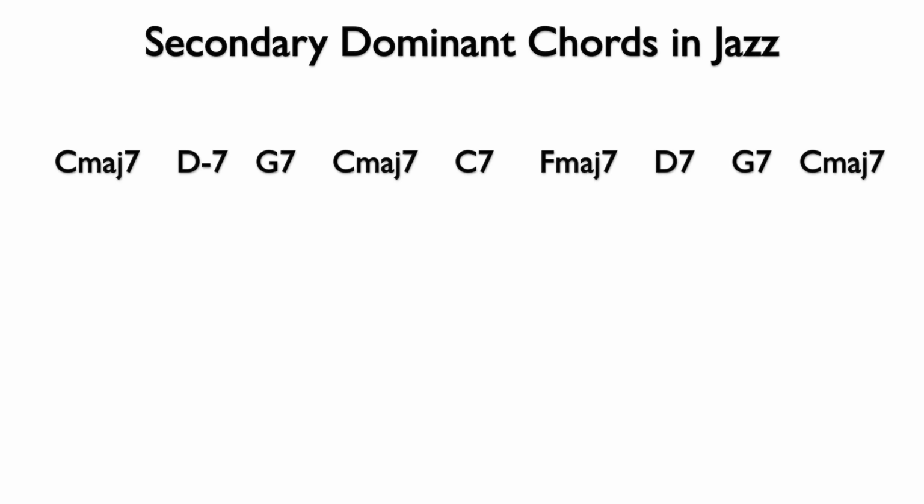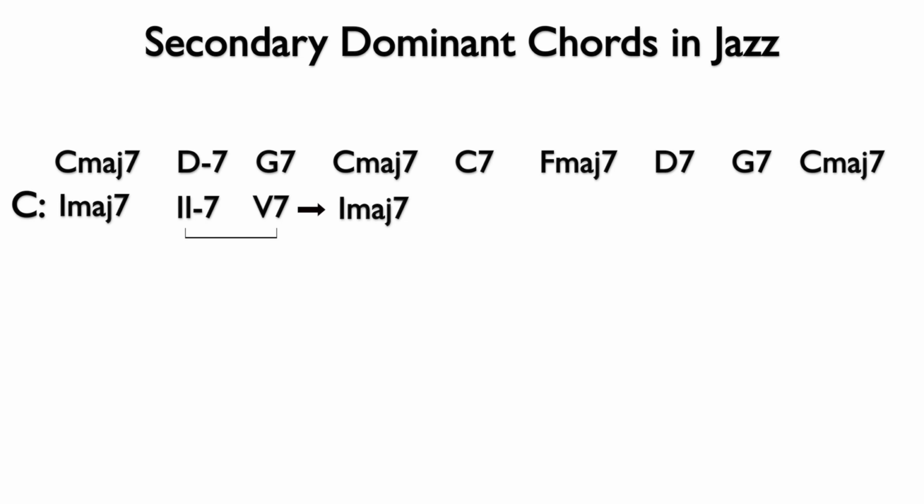Let's complete the analysis. The progression is in the key of C, so C major 7 is 1 major 7. D minor 7 is 2 minor 7, and G7 is 5-7. Following the 5-7, the progression returns to 1 major 7. We will use a bracket to show the relationship of the 2 and 5-7, and an arrow to show the resolution of the 5-7 chord.